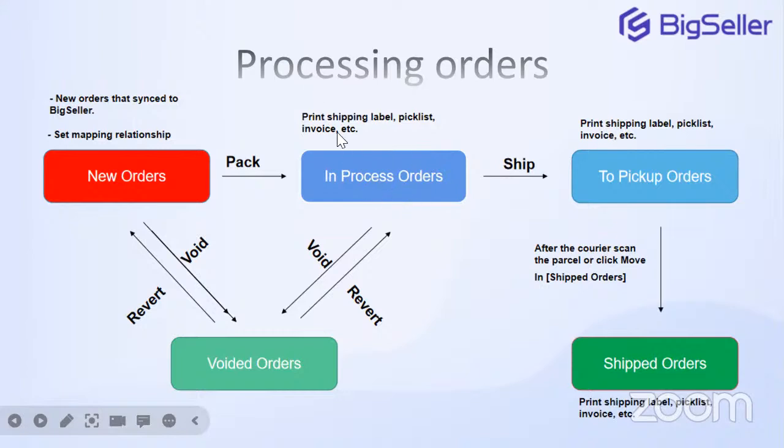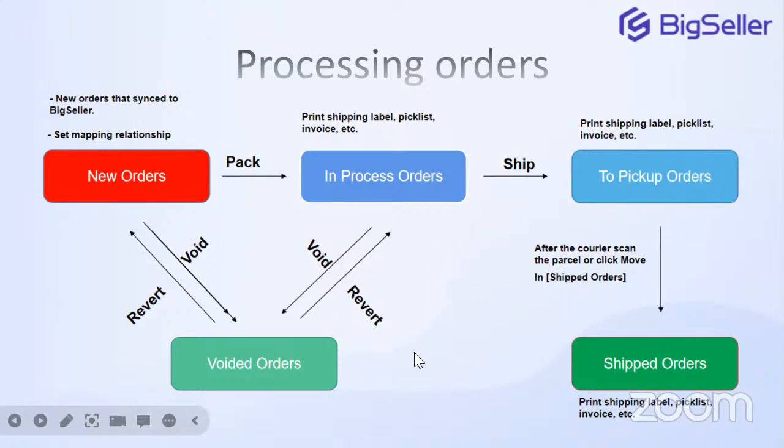And then you need to print the shipping label, pack your package, and ship your order. And then it will be moved to pickup orders. After this package has been successfully scanned by the courier, this order will finally be moved to the shipped orders listing. Here are the 4 steps that a new order may go through in our Bigseller.